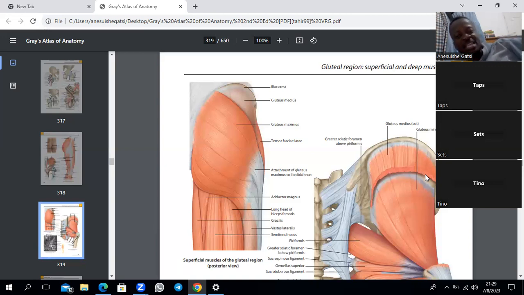Right. Then shape-wise, the medius, it's described to be like a fin, so it's fin-shaped. You guys, mostly girls, I think girls have seen a fin. The minimus is also like a fin, so the guys can always ask the girls what fins look like.